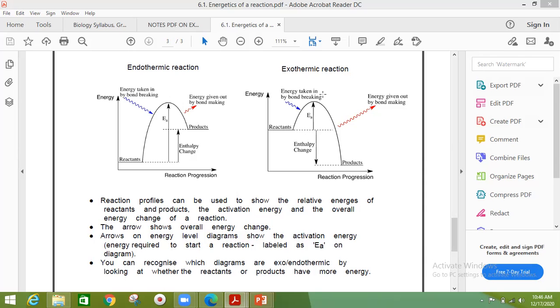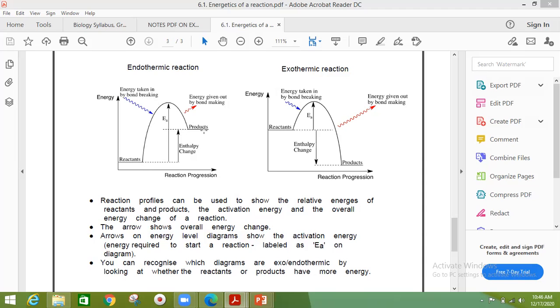Here energy is taken in by bond breaking. This blue arrow, how much energy is needed to break a chemical bond, we call endothermic, and this red line energy is given out by bond making. So this curve you can see, don't worry about this curve, it only represents when bonds start to break and what is the ending point of that. That's it. But you need to be focused on where is reactant and where is product.